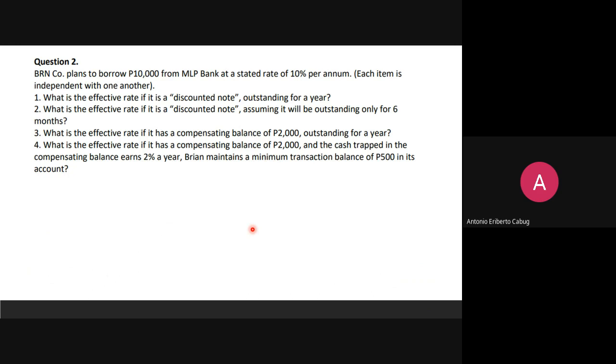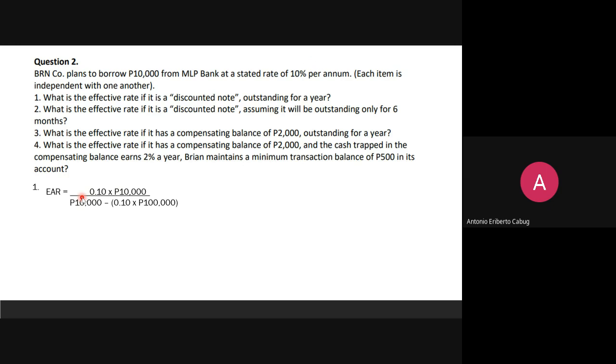Now, if it is discounted, what it means is that interest is deductible in advance. Ang mangyayari pag discounted, kukunin na ng bangko yung interest agad. Hindi mo pa nahiram. So, hindi mo mahihiram yan ng buo. Okay? You will pay how much? Interest of 10% times 10K. So, the effective annual rate is 10% of 10K. 1,000. Now, yung principal mo, 10,000.